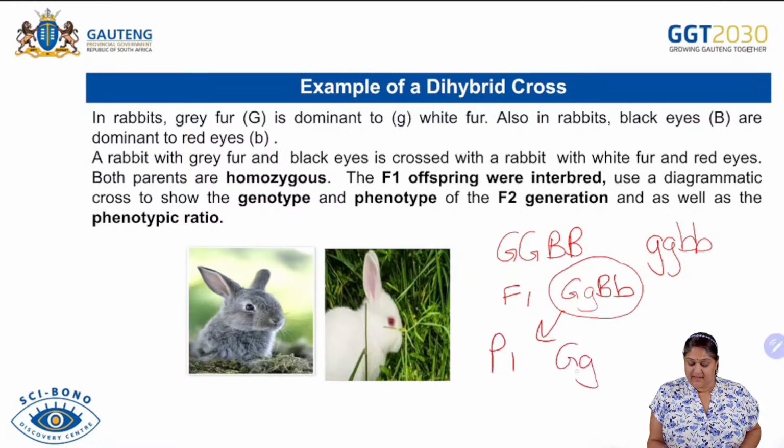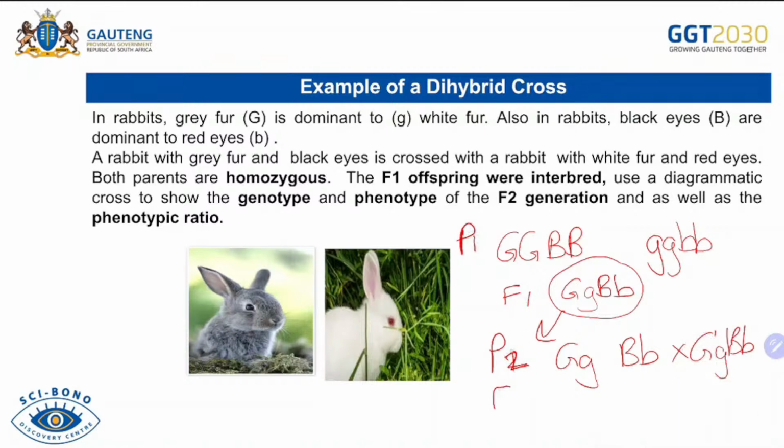So the P1 becomes, right? And then now we need to, the P2, sorry, this is the P2 now. This was the P1, the first generation, then we had the F1, then they were interbred, so we have the F2, and now we need to work out what is the F2. Okay, so let's work through the answer.